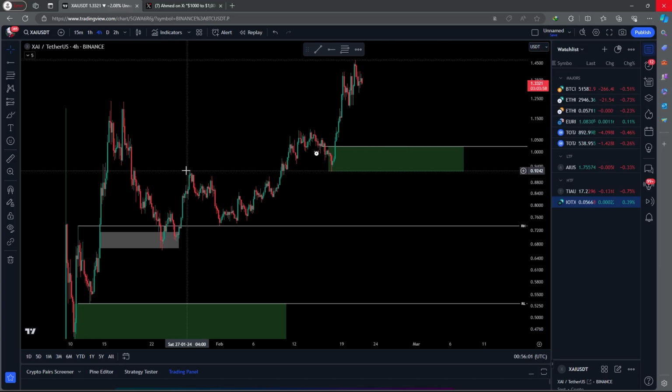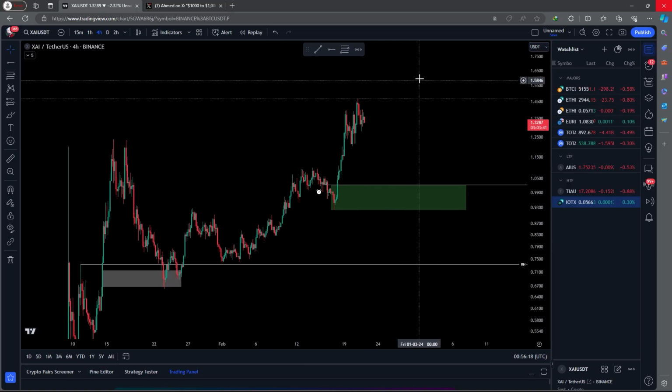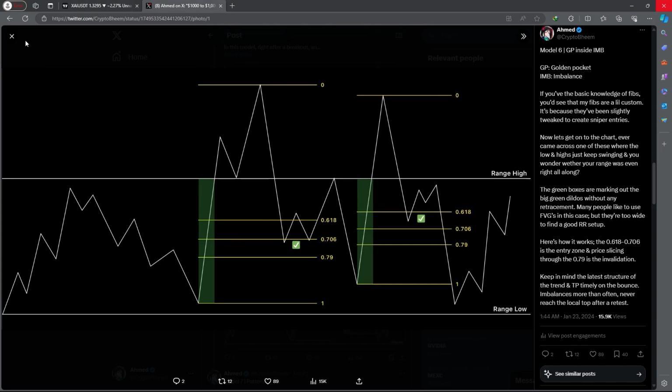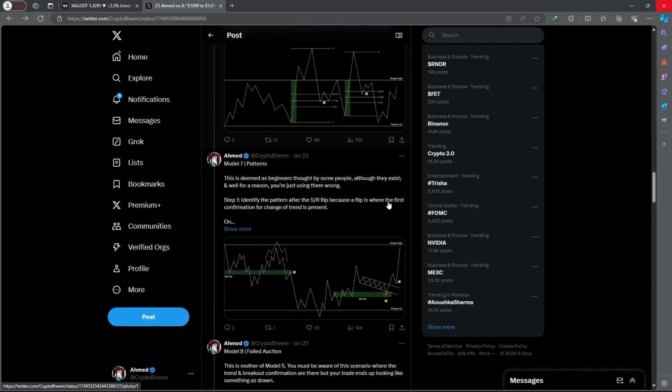I TP'd over here because it was in the supply zone. It came back up below to this range high retest. Again, you have this range high retest model over here on this order block as well, and it just went for the all-time highs. That was a mistrade. If I had it on my watch list, which I did not, I could have potentially gotten a trade again on that for the continuation.